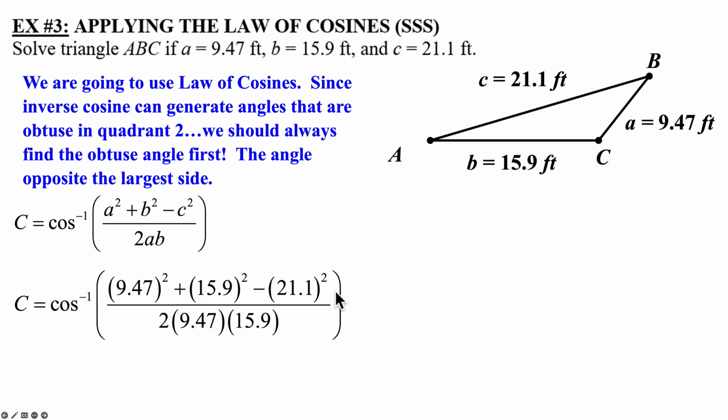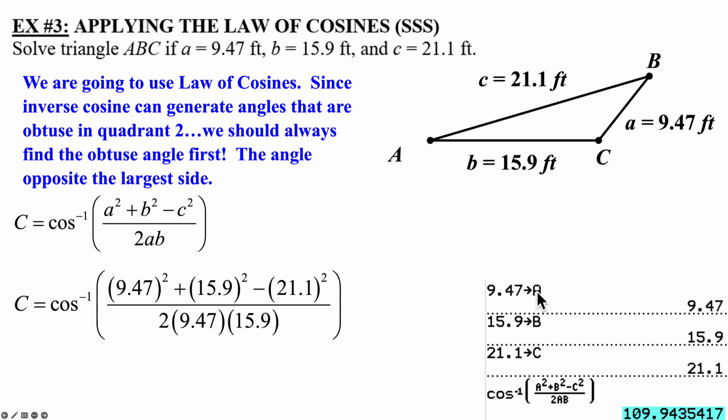Put in the numbers and go to the calculator. Again, store the numbers in A. In all seriousness, that's 1, 2, 3, 4 button pushes for just one number. Once you enter it in alpha A, it's just alpha A, 2 button pushes. No accidentally hitting the wrong button.